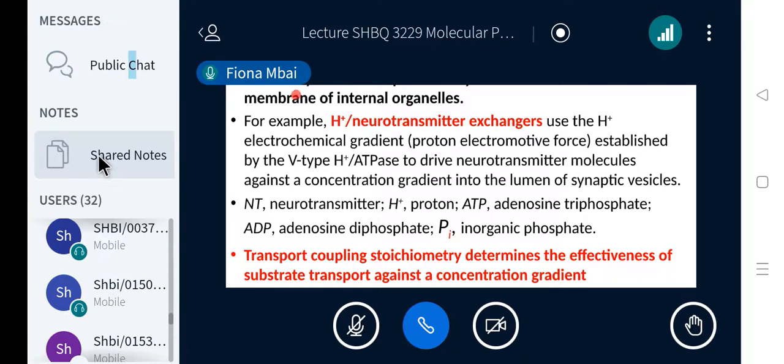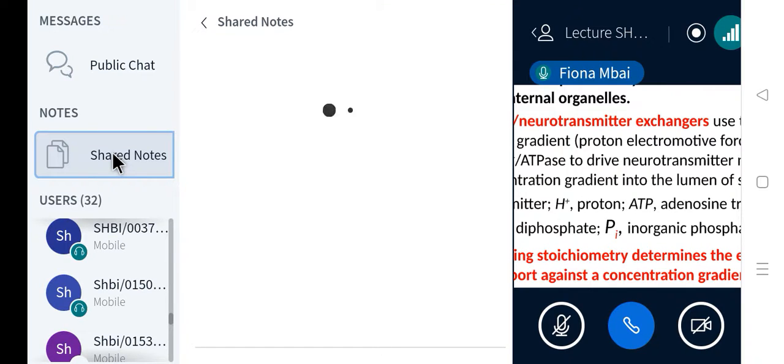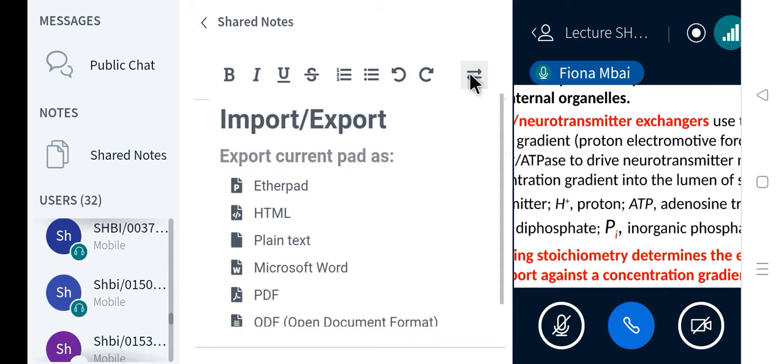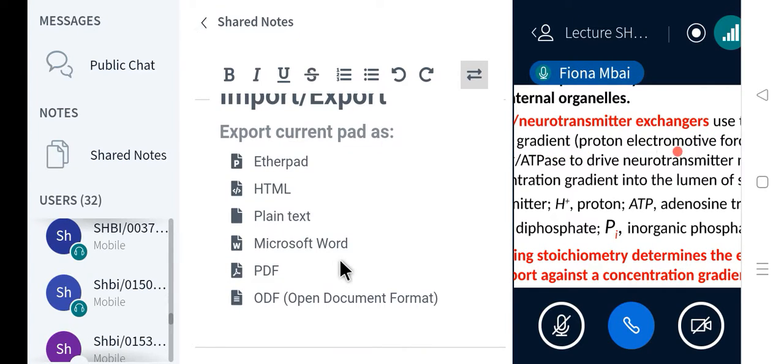So vesicular membranes are membranes which are inside the cell and not on the plasma membrane of the cell. So secondary active transporters may also be localized in the membrane of internal organelles. An example is proton and neurotransmitter exchangers, which use their proton electrochemical gradient, or proton electromotive force, also known as EMF, which is established by the vacuolar-type proton ATPase, to drive neurotransmitter molecules against their concentration gradient into the lumen of synaptic vesicles.